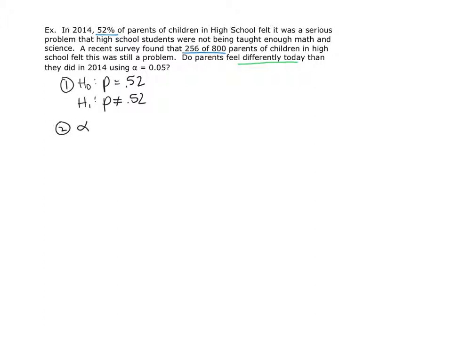Our second step, state alpha. Alpha is 0.05. Our third step, calculate our test statistic. The formula for our test statistic, Z equals P hat minus P divided by the square root of P times Q divided by N.